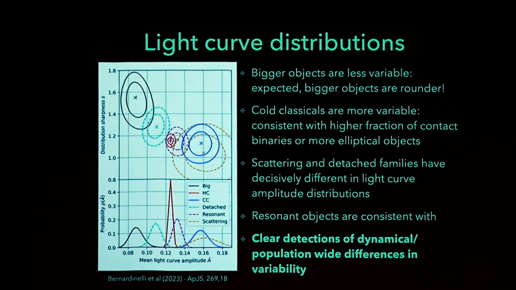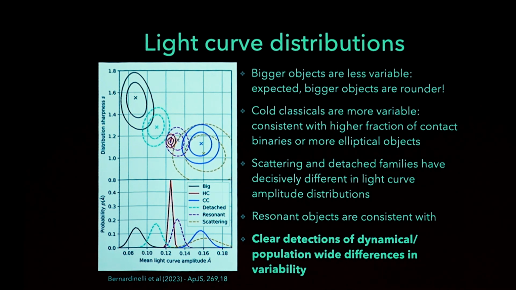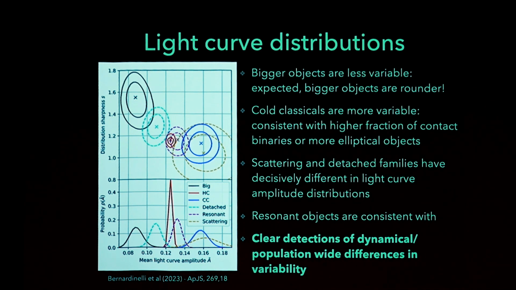So here, the x-axis is what you should be caring about. That's the mean light curve amplitude. And each one of these posterior distributions corresponds to one different subpopulation. So we start with the big objects. They are clearly less variable than other TNO populations. This is kind of expected. The bigger objects are rounder, so it's not surprising that we've seen that.